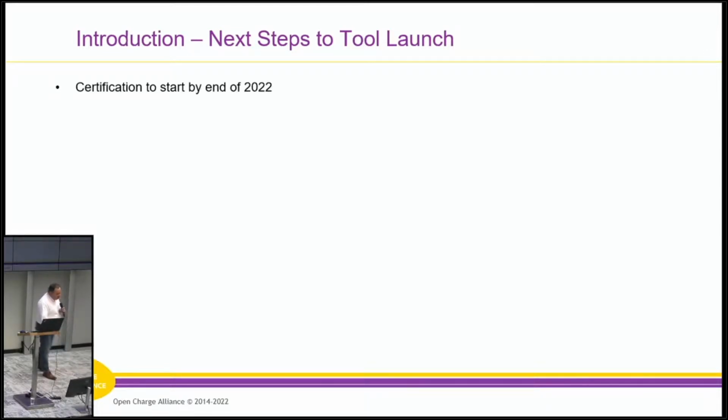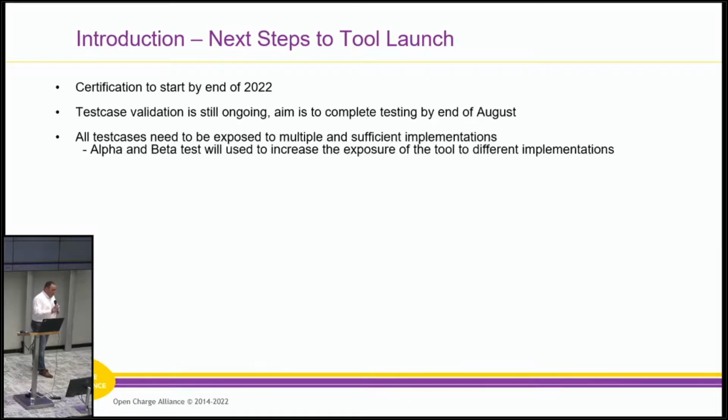So the next steps, of course, our goal is we want to start certification, and the goal is to have the certification started by end of this year. So that's the midterm plan that we are working towards. We're still validating the test cases, as I just said, work ongoing, and we want to complete at least most of our testing on our end. That means that we have tested them against a limited set of implementations. They need to be exposed to multiple implementations. So that's a process that probably will go on.